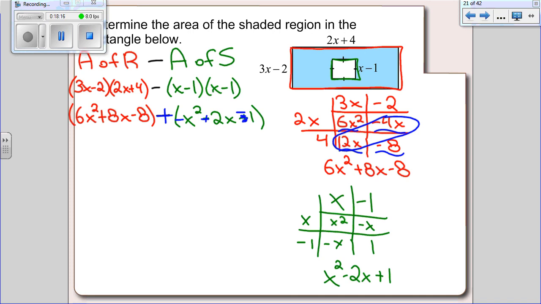Once you've done that, the brackets go away. Once the brackets go away, you can start to combine your like terms. So I have a 6x squared minus x squared, that's 5x squared. I have an 8x plus a 2x for positive 10x. And I have a negative 8 minus 1 for negative 9. That's the area of the shaded region.